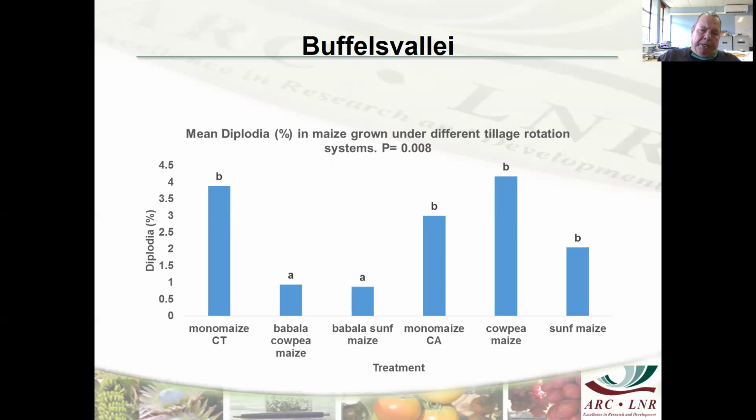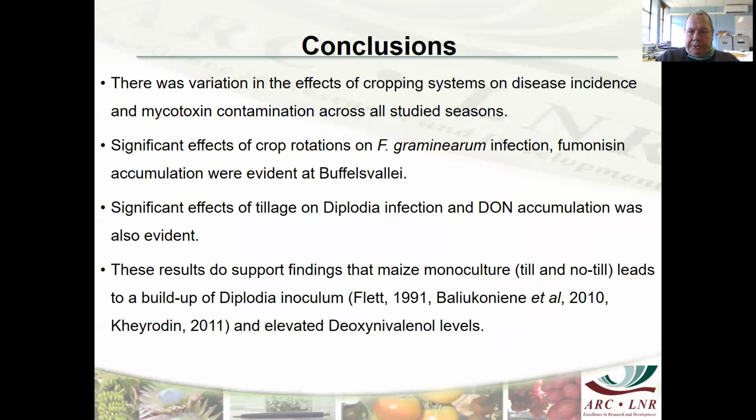Mean Diplodia in maize grown under different tillage rotation systems were low under Babala maize, Babala cowpea maize, and Babala sunflower maize. However, these were significantly lower than any of the monoculture maize treatments, the cowpea maize, the sunflower maize, which shows that a 1-year rotation away from maize is not as efficient as a 2-year rotation away from maize.